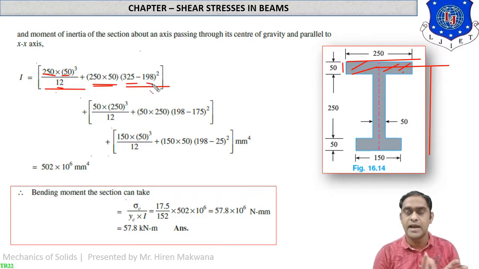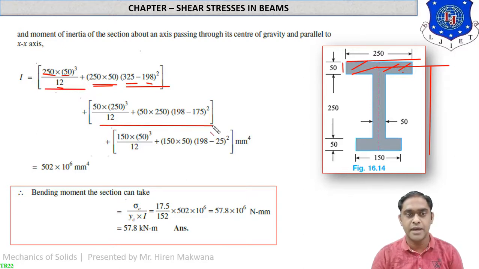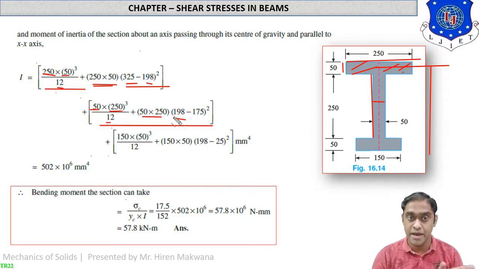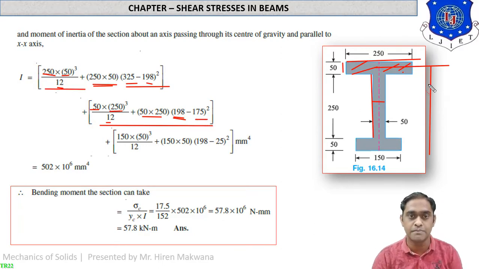So here is the method. Ig plus AH square. Ig means BD cube by 12 plus the area of the rectangular part. H means Y1 minus Y bar. By a similar method, for the second part it is BD cube by 12. B is 50 for the second part and D is 250. So 250 into 50 is the area, and BD cube is 50 into 250 cube by 12. Here it is Y bar, because the answer is negative, so we have taken Y bar first and Y2 afterwards. Y2 is 175. You can calculate it from the CG portion.